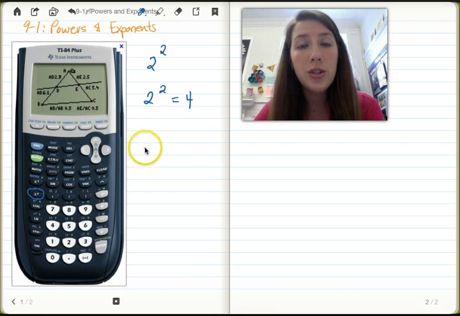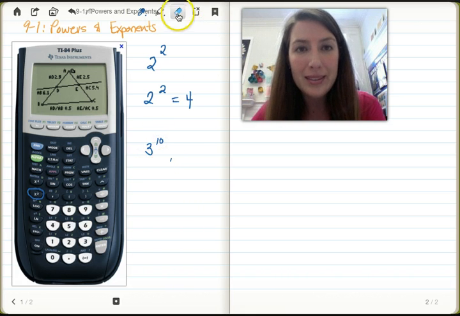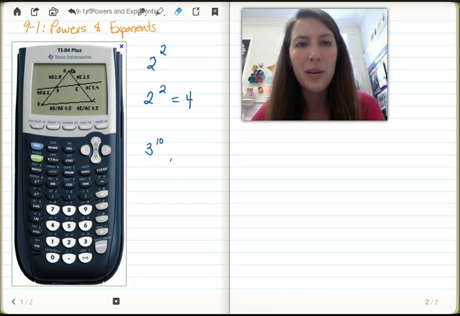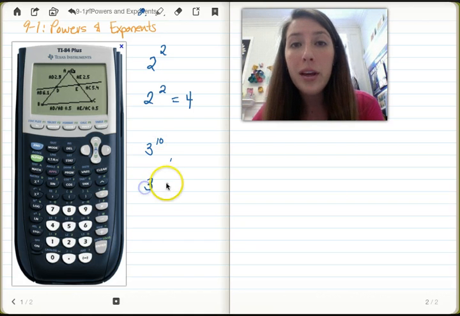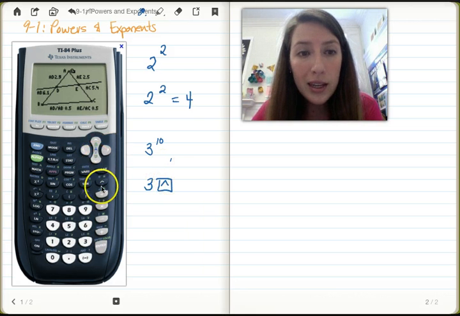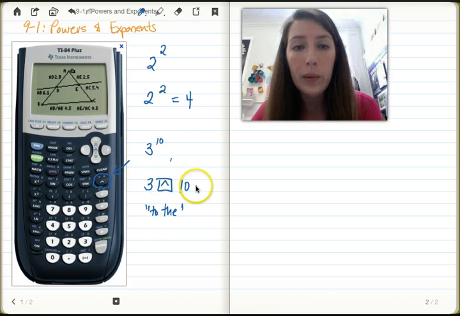Let's say you wanted to type in 3 to the 10th power. You can't use the x squared button because that's just for x squared, because that's a pretty popular thing. So let's go ahead and see how to do 3 to the 10th. You will hit the number 3, and then you're going to hit the caret button. This little caret button is right here. It is above your division sign, and that means "to the." So we have 3 to the, and then you can type in 10, 10th power, and then hit equal. You'll get a big number.